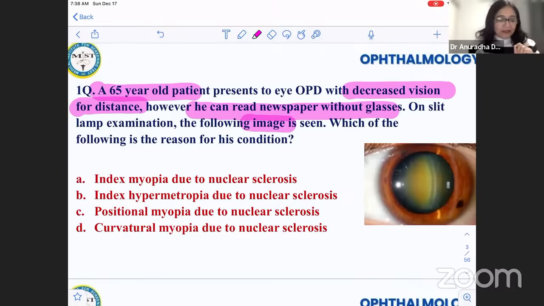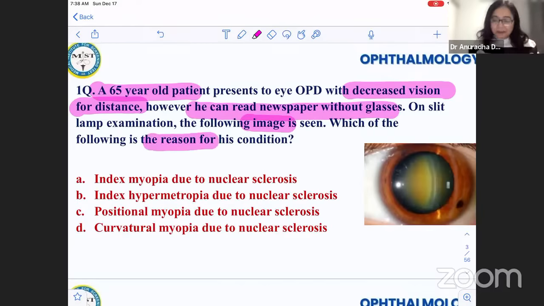Now, in a 65-year-old patient, beta, what will you expect? Normally, will he be able to read without glasses? No, because this is an age group where you need near glasses for reading because you become presbyopic. But here, the patient is able to read the newspaper. It means some kind of refractive change has occurred in the eye. So that's what they are asking, what is the reason for this condition.